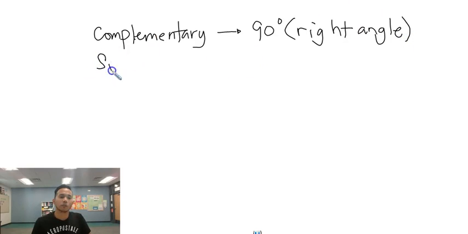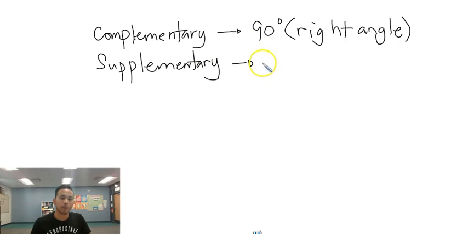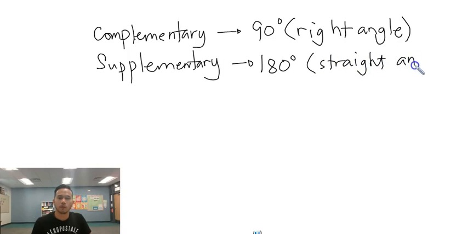Second is your supplementary. Your supplementary angles are two angles that, when you add the angle measures, are equivalent to 180 degrees, which is the straight angle. All right, so there are three more relationships that I want to discuss.